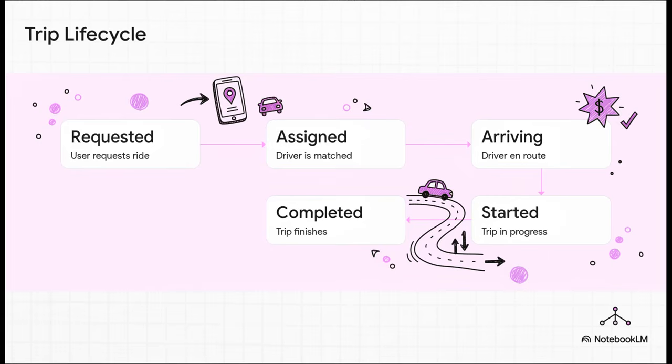And to manage all this sheer chaos, the system absolutely relies on a strict ride state machine. Think of it like a very rigid set of rules. A ride has to move precisely from requested to assigned to arriving, started, and finally completed. No skipping steps. Without these super explicit states, the backend would literally just devolve into a mess of impossible bugs. Imagine a race condition where the system tries to process your payment before you even step foot in the car. Yeah, no one wants that.